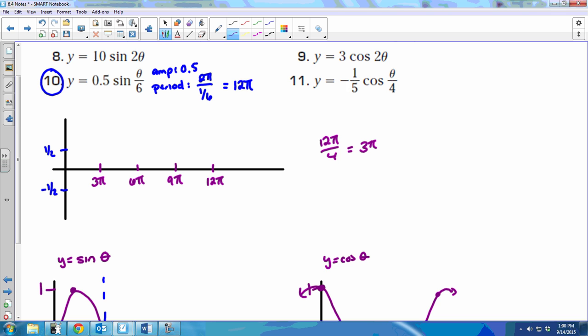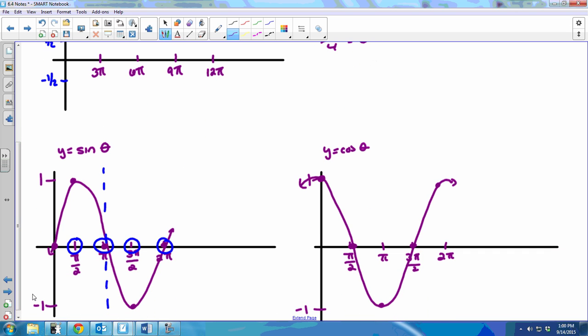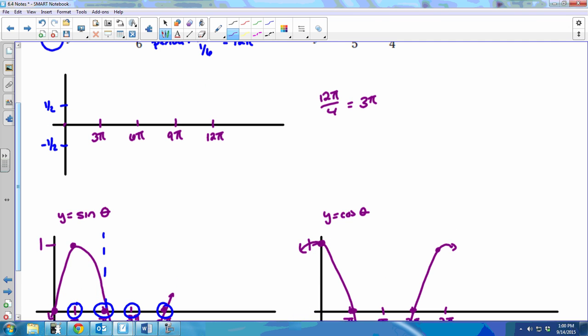Now again, you could make a T-chart, and you could substitute all of those in, and you could use your unit circle and figure out what the points are. Or you could do it the quick way. We know what sine is supposed to look like. It's supposed to start at 0, 0, go to the maximum, and then back down. So here, that's what I'm going to do. It starts at 0, goes to the maximum, which is a half, back to 0, to the minimum, back to 0.